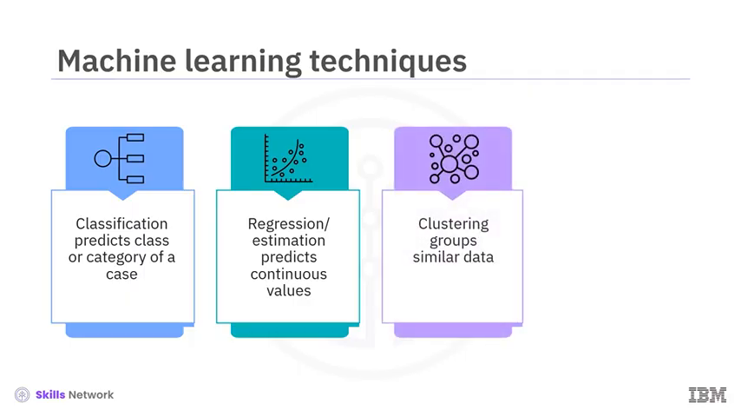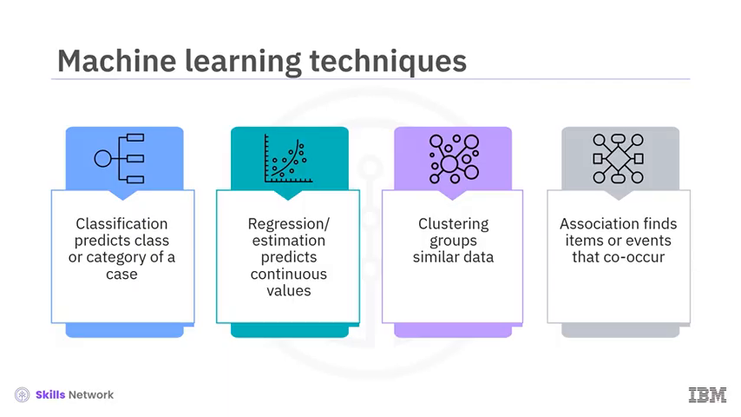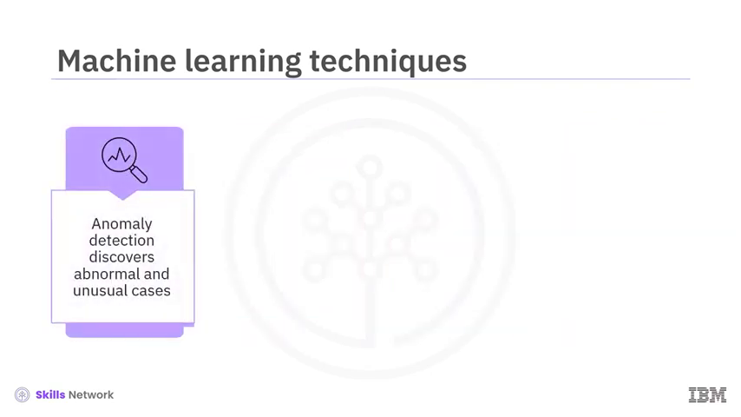Clustering groups similar cases, for example, it can find similar patients or can be used for customer segmentation in the banking field. The association technique is used to find items or events that often co-occur, such as grocery items usually bought together by a particular customer or market segment. Anomaly detection is used to discover abnormal and unusual cases. For example, it's used for credit card fraud detection.